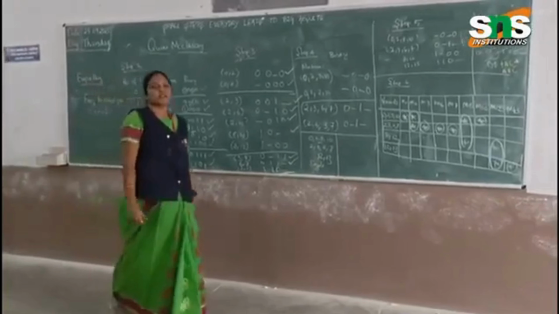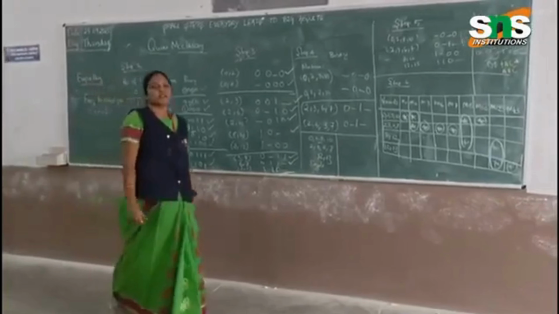So today we are going to discuss the Quine McCluskey method. Let us have a small recap about K-map. In the last class we discussed K-map. Why is it needed? What is the use of K-map? It is used to simplify Boolean expressions.